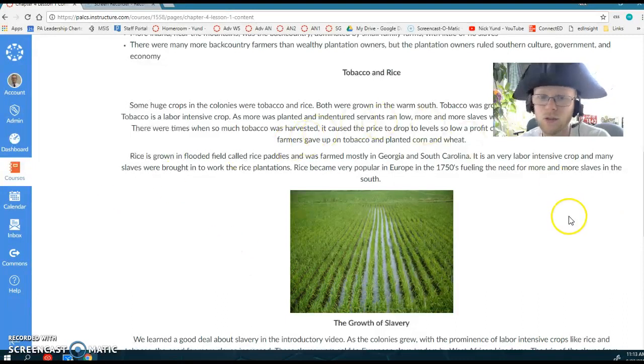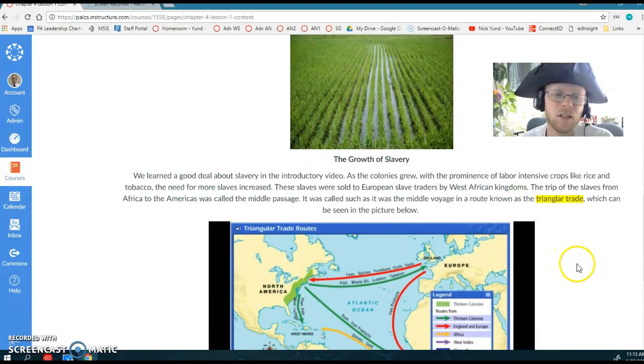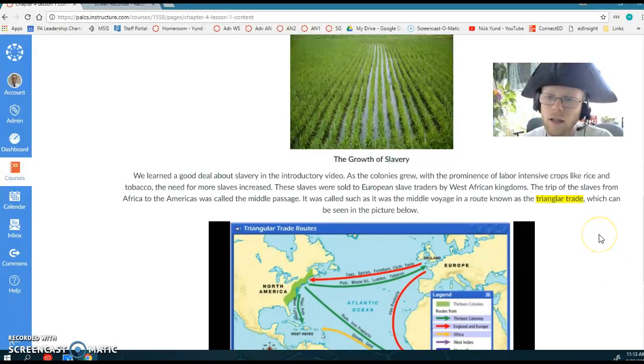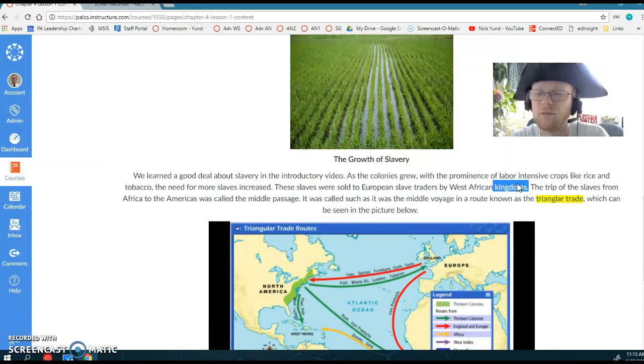That brings us into the growth of slavery itself. So we learned a good deal about slavery in that nice introduction video. As the colonies grew, and with the prominence of labor-intensive crops like rice and tobacco, the need for more slaves increased. These slaves were sold to European slave traders by West African kingdoms. A lot of times they were prisoners of war. In my studies, there's times where African kingdoms went to war with each other for the sole purpose of capturing people to sell into slavery.